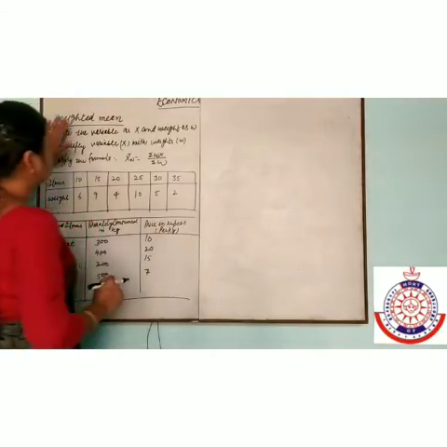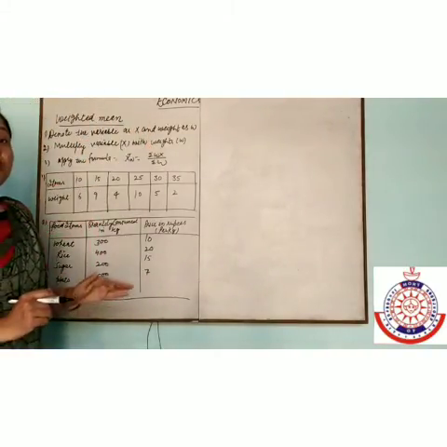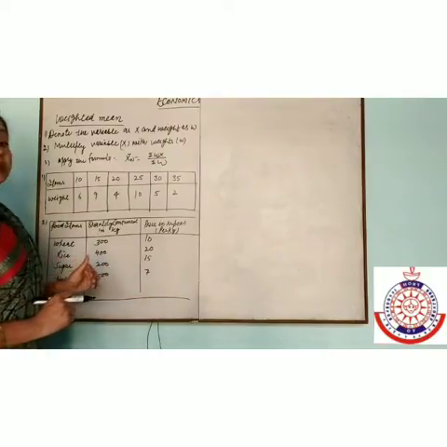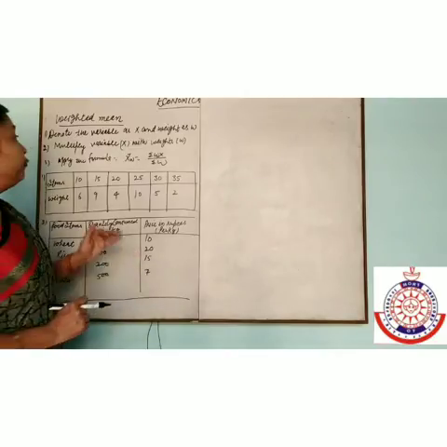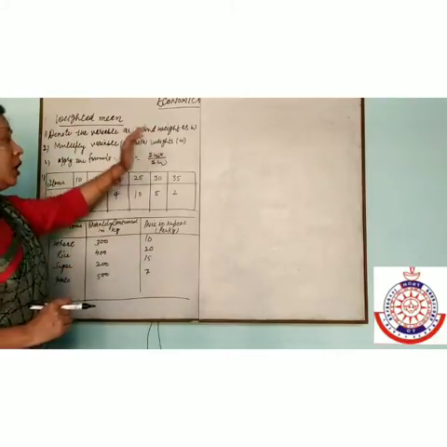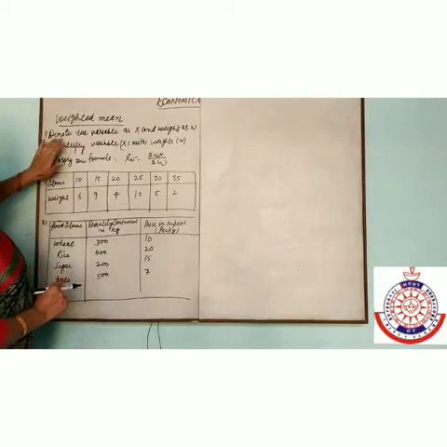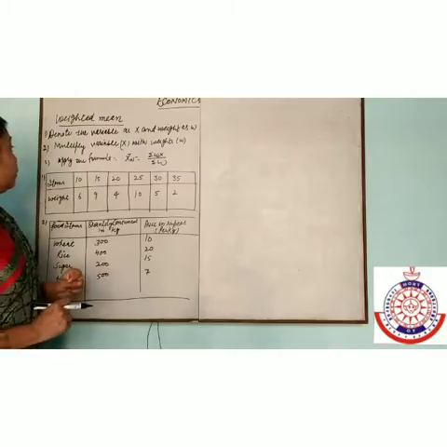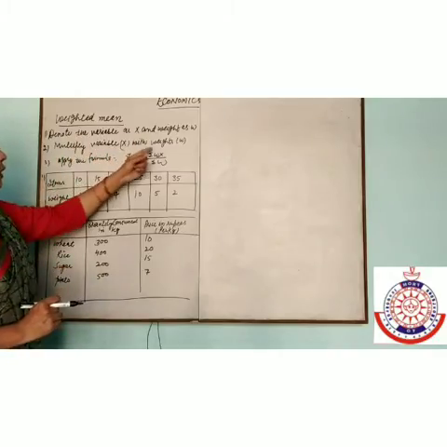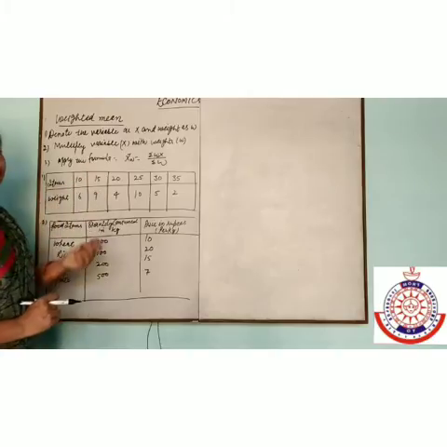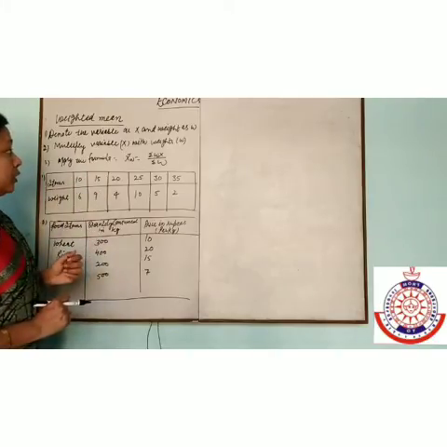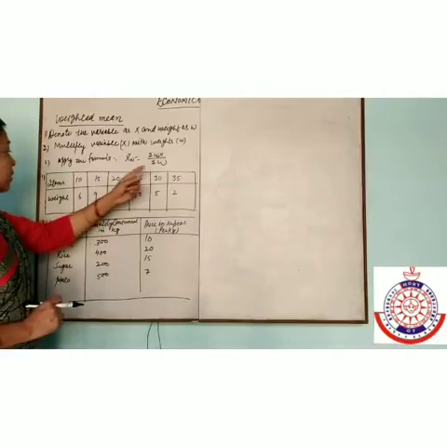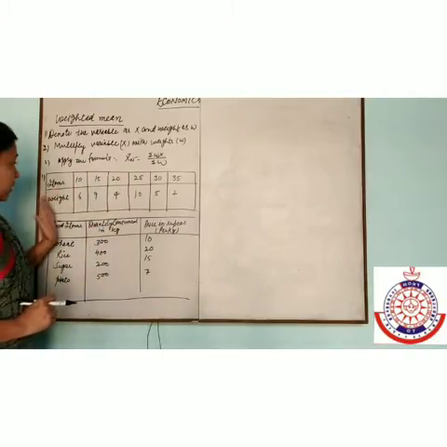Now the next point is weighted mean. If all the items are not equally important, then we cannot use the simple mean. Then we use the weighted mean. How can we calculate weighted mean? Denote the variable as x and weight as w. Multiply the variable with the weight, then apply the formula x bar w is equal to summation of wx divided by summation w.